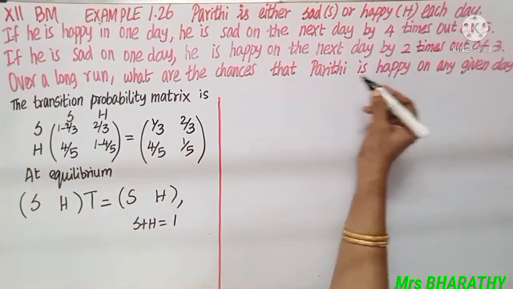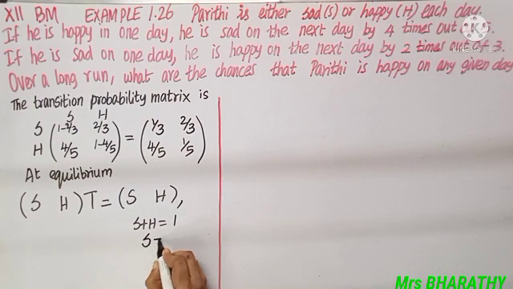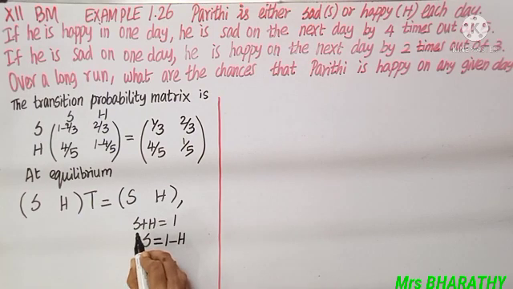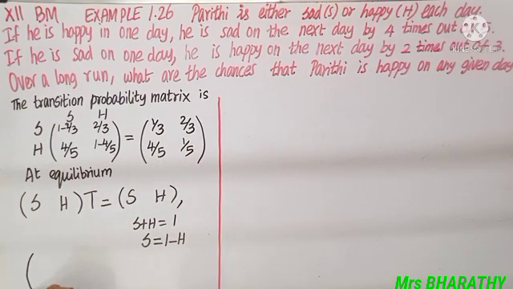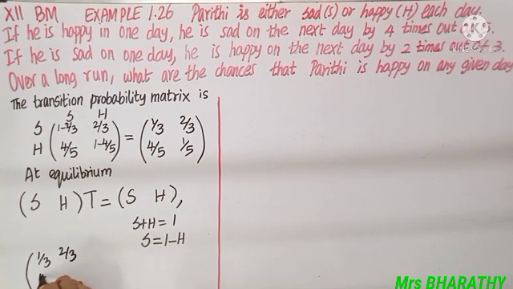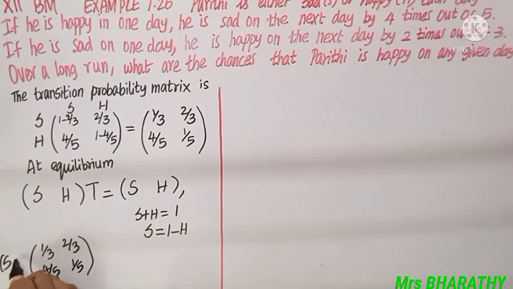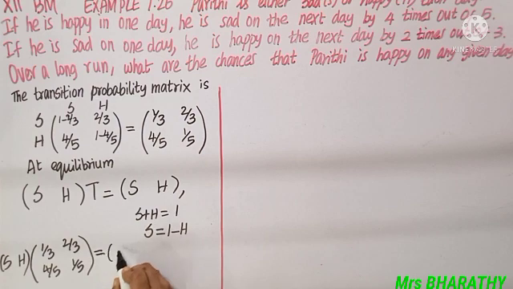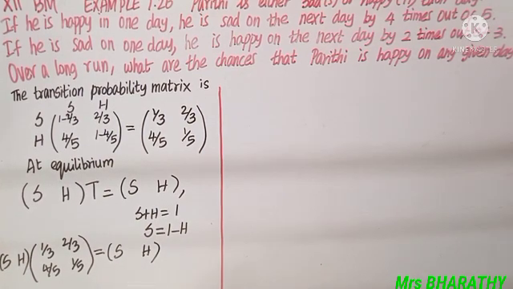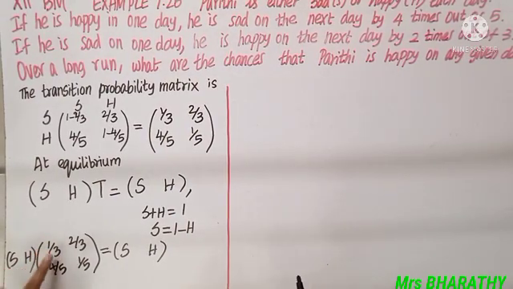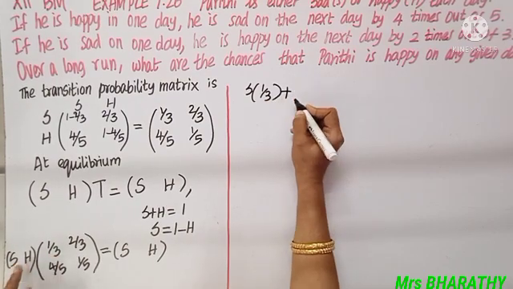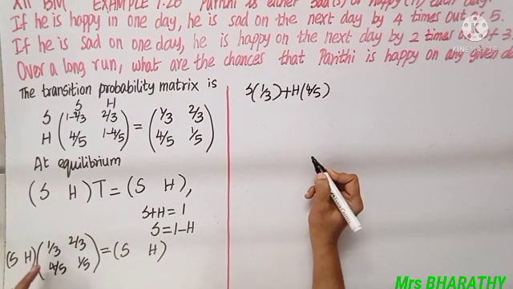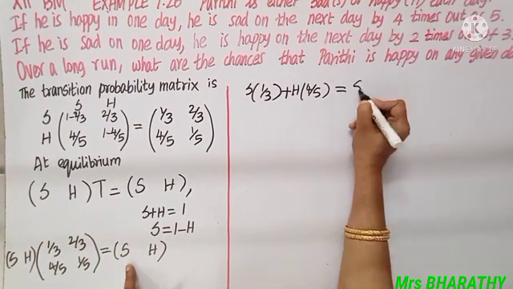My question is about happiness. So, I do not want sadness, rather I want happiness. So, wherever S comes, I can write 1 minus H. As we substitute, I get 1 by 3, 2 by 3, 4 by 5, 1 by 5. This is transition probability matrix. When I multiply SH with that, my answer should again be SH. As I multiply row by column, SH 1 by 3, 4 by 5. So, S into 1 by 3 plus H into 4 by 5. First row by first column should give me the first element, that is S.